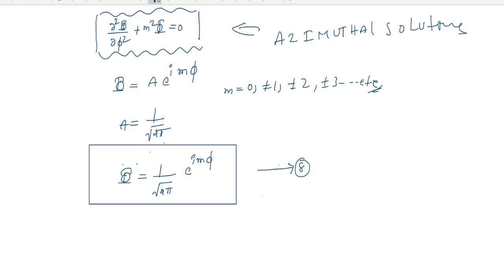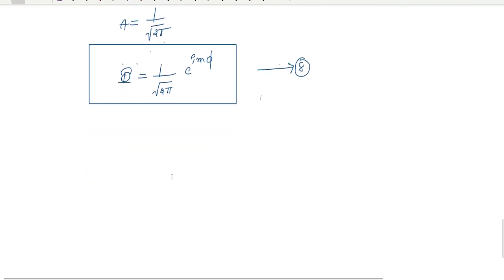Now try to solve the other equation. Here I'm not going to give any equation names like radial equation, azimuthal equation, and other solution. Generally I'm going to solve this. Later we'll discuss the names and other things.